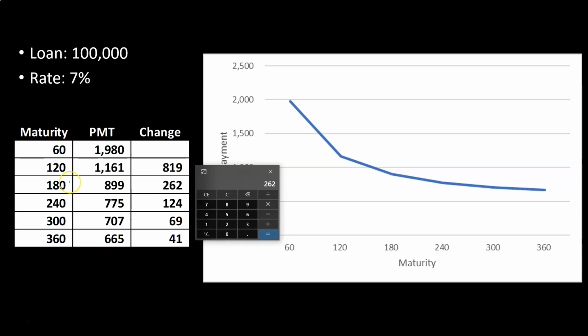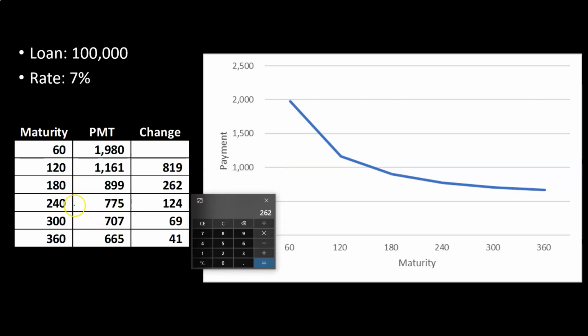And then if I go from 180 and I extend the maturity and say, well, how low can I get the payment? If I then go to the 240, lengthening the loan, well, then the payment was 899 minus 775. Then there's a change. It went down by the 124. So it's going down, but by less here.